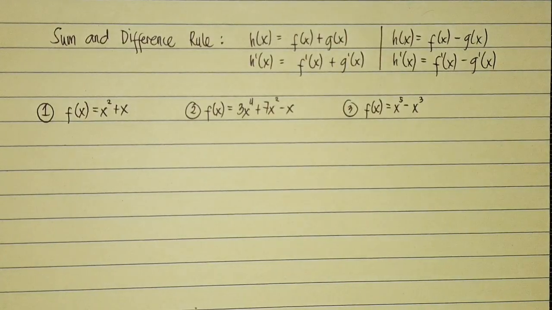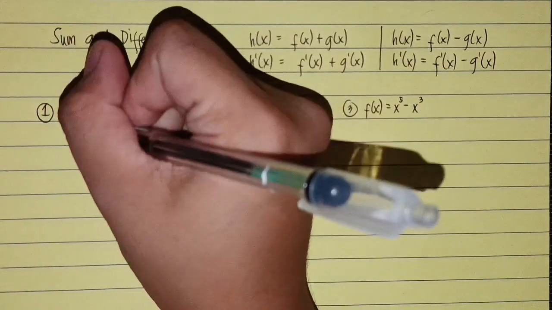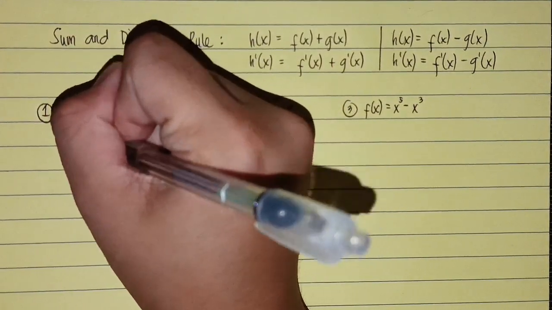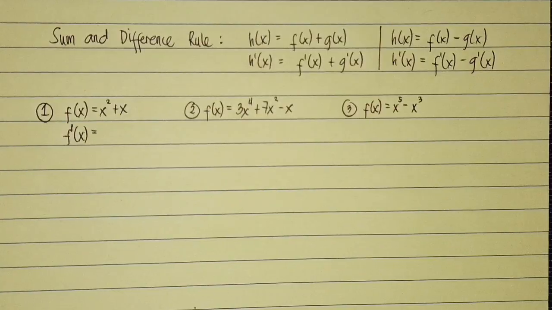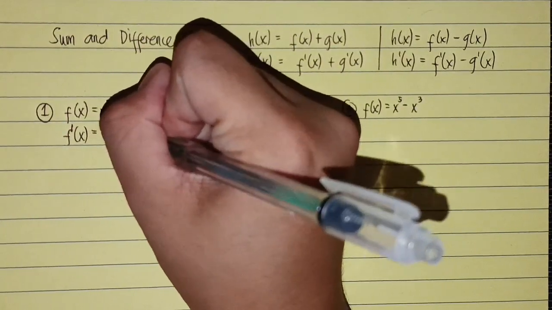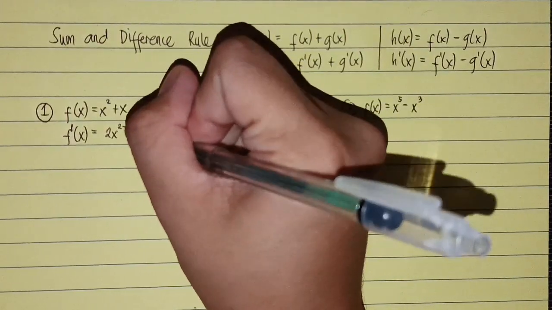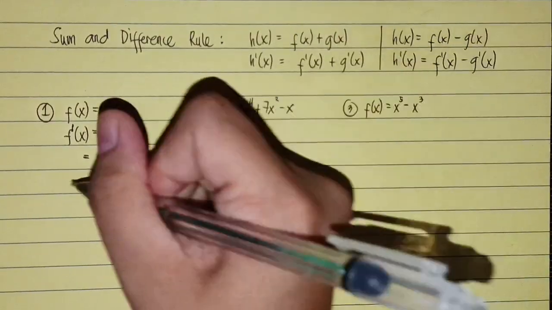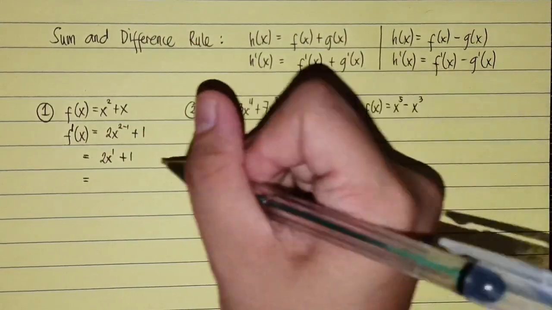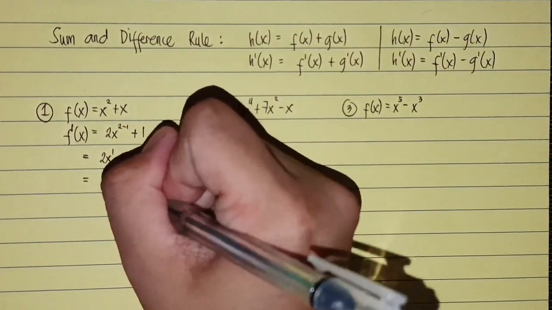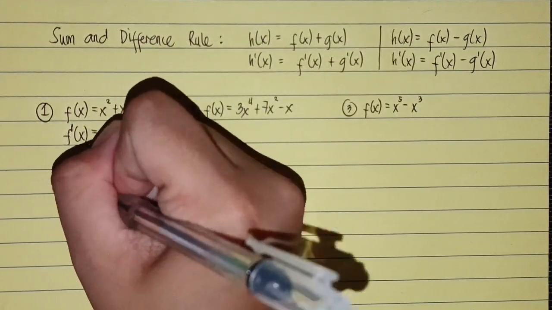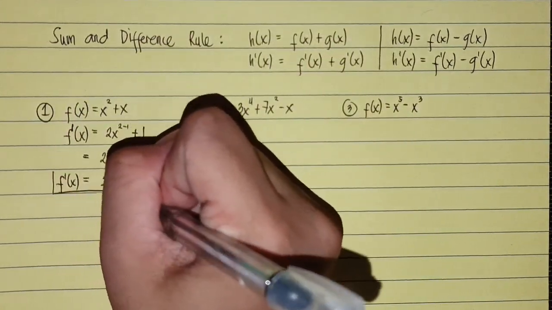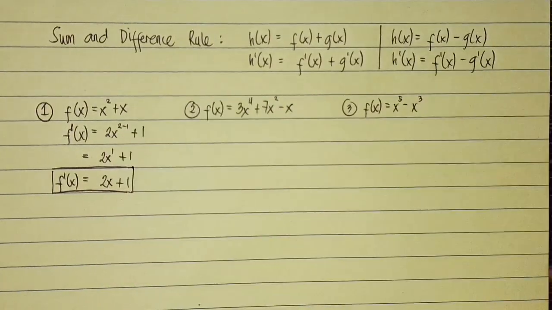Now let's have our first example, which is f of x is equal to x squared plus x. To solve this, we will get the derivatives of each term. The derivative of x squared is simply 2x to the power of 2 minus 1 by applying the power rule. And the derivative of x is equal to 1. And simplify further, this will give us 2x plus 1. Therefore, the derivative of the function x squared plus x is equal to 2x plus 1.